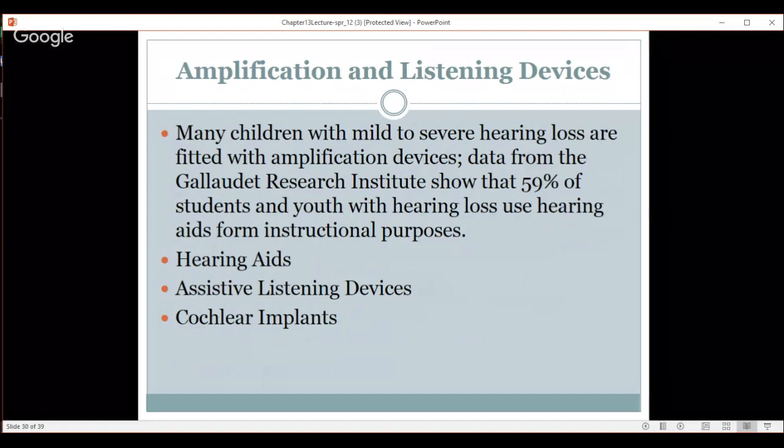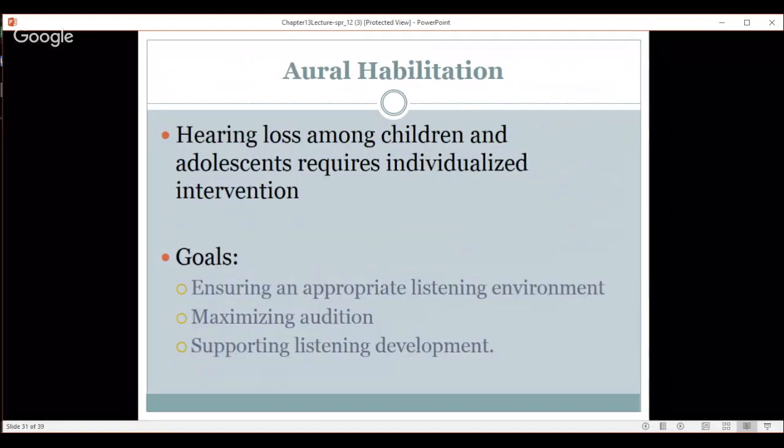Extensive testing is required before a child can be approved for cochlear implant surgery. Many factors are considered before this surgery is approved. Oral rehabilitation: hearing loss among children and adolescents requires individualized intervention. Goals, looking at ensuring an appropriate listening environment, maximizing audition, and supporting listening development, will all be implemented with the child.